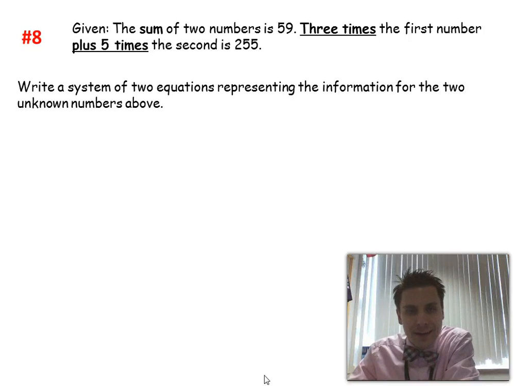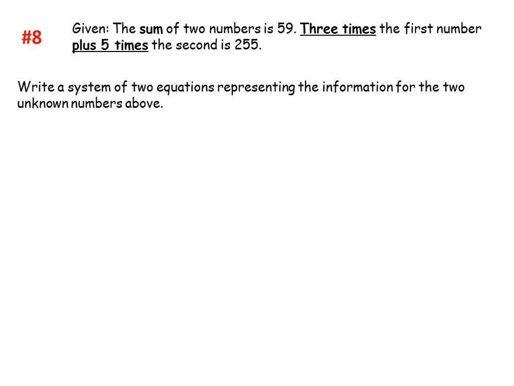All right, problems number 8 and 9 from your Algebra Chapter 10 practice test right here. Problem number 8, we're given some information that the sum of two numbers that we don't know is 59. We do know that 3 times the first number plus 5 times the second number is 255. And we're going to write a system of two equations representing the information for the two unknown numbers from above.